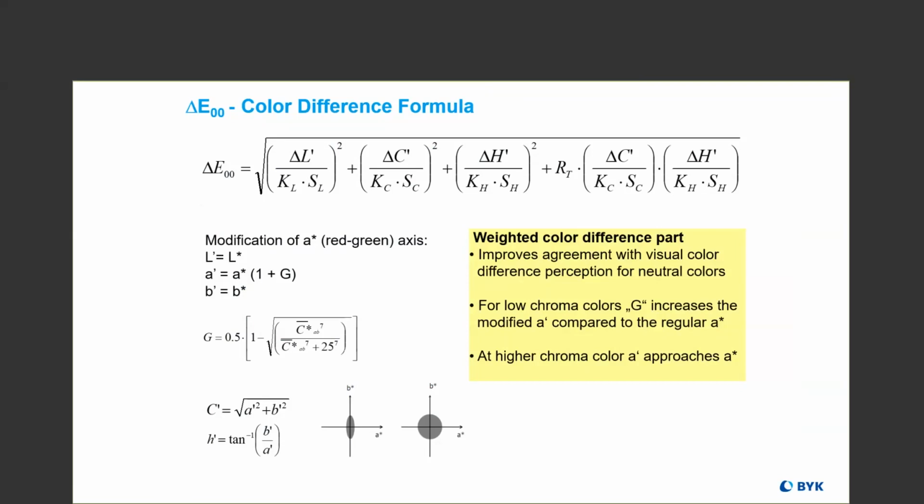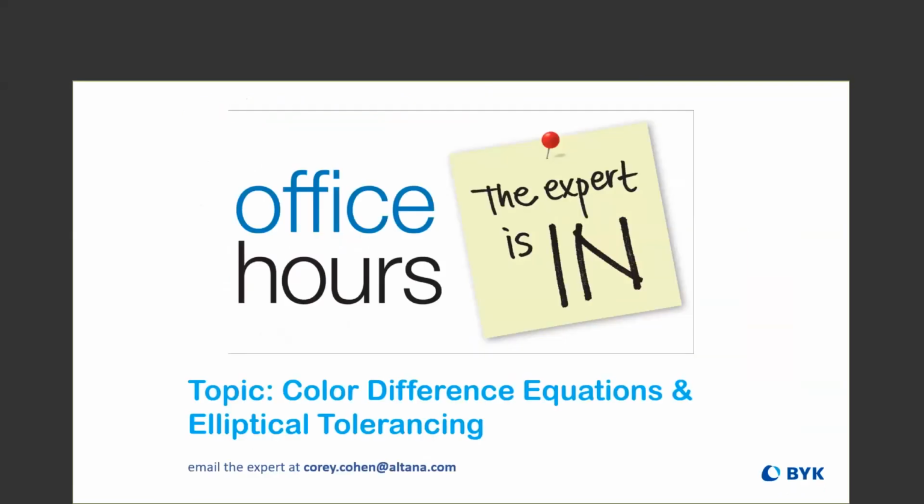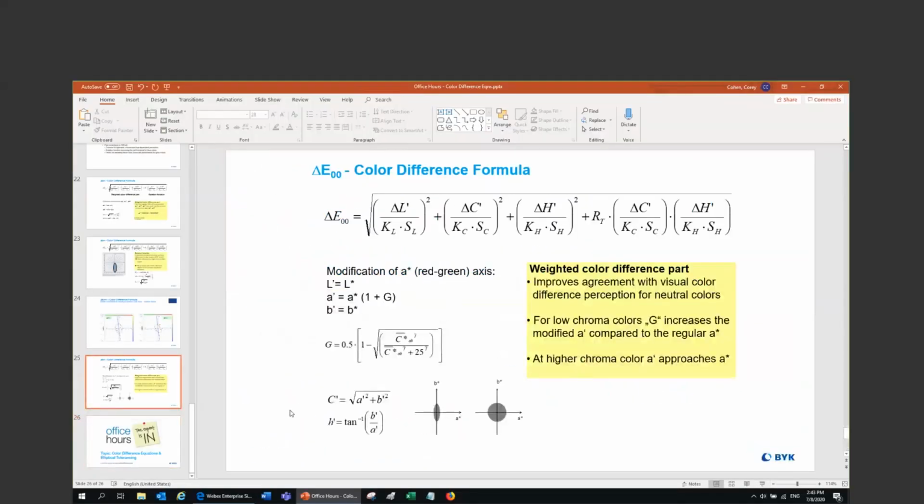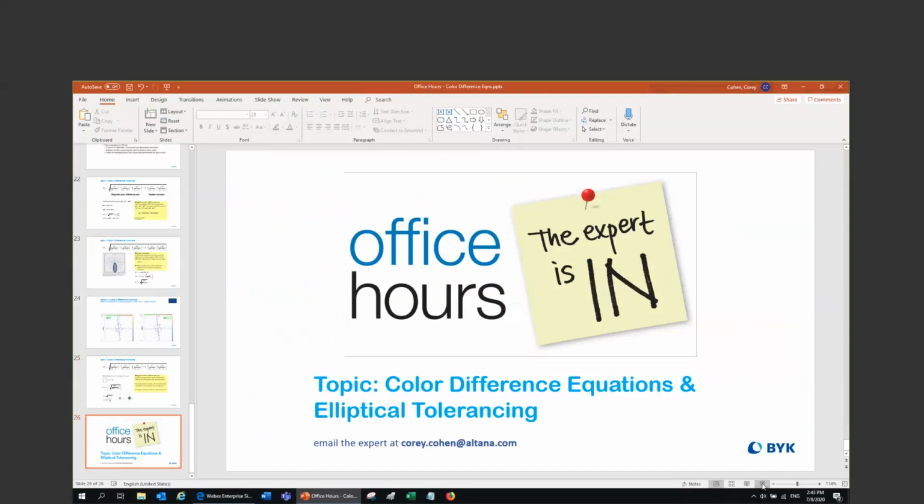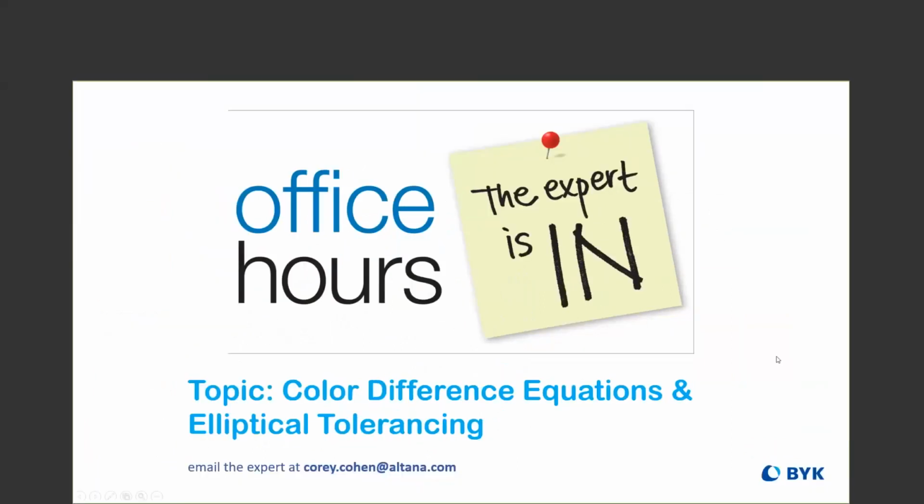Great, thank you. Which equation is best for non-chromatic colors? For non-chromatic colors, probably 2000. Because then you would get that correction on the a-axis that makes it a little more accurate compared to the visual. Okay, thank you.